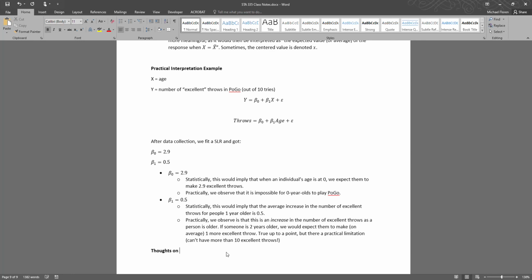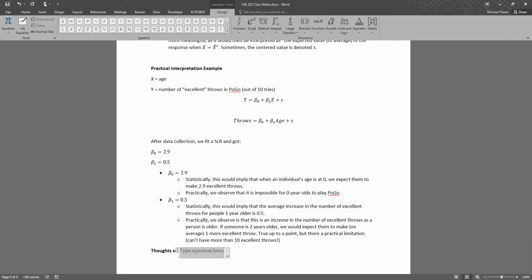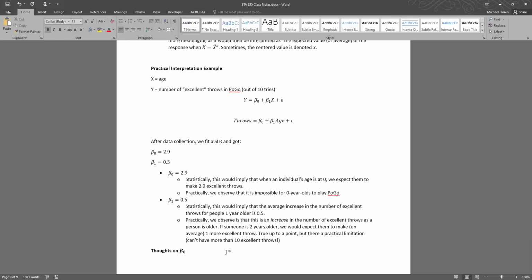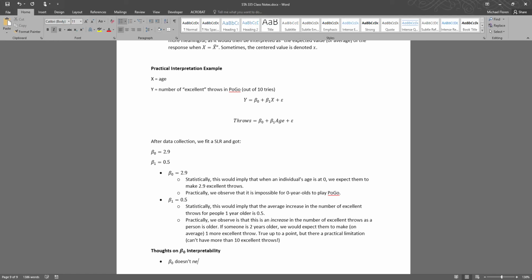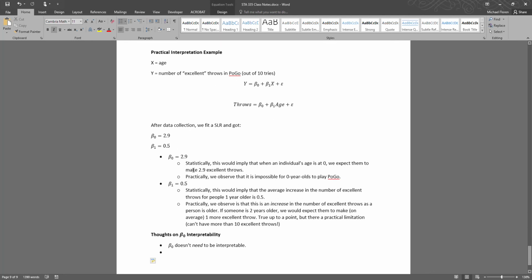So for beta 0, let's real quick talk about some more thoughts on its interpretability. We talked earlier about how sometimes beta 0 isn't always interpretable, that's okay. Beta 0 doesn't always need to be interpretable. Like if you have a beta 0 value that there is no interpretation for, you didn't break statistics. It's really okay that your model incorporates a beta 0 that's not interpretable. This is relatively rare.